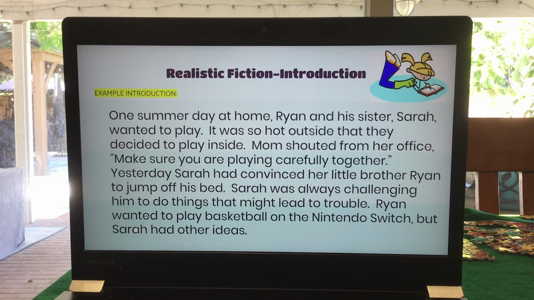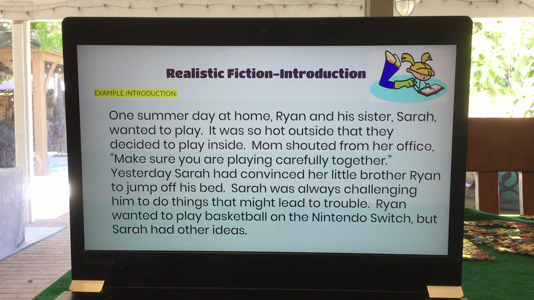I went ahead and did an introduction for my own story as an example. So let me read to you. One summer day at home, Ryan and his sister Sarah wanted to play. It was so hot outside that they decided to play inside. Mom shouted from her office, "Make sure you are playing carefully together." Yesterday, Sarah had convinced her little brother Ryan to jump off his bed. Sarah was always challenging him to do things that might lead to trouble. Ryan wanted to play basketball on the Nintendo Switch, but Sarah had other ideas.